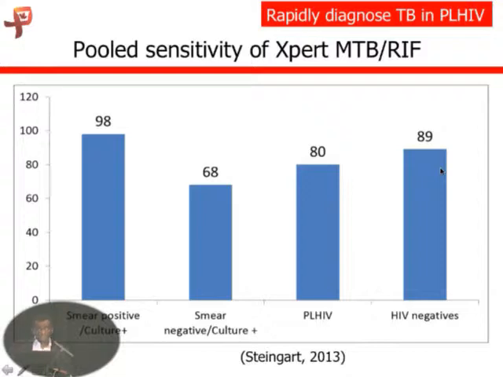And this is the only test that is available today that shows no difference based on HIV status. All the other TB investigations, microscopy or culture, show that their performance differs based on HIV status, and GeneXpert is the one that shows almost equivalent sensitivity.